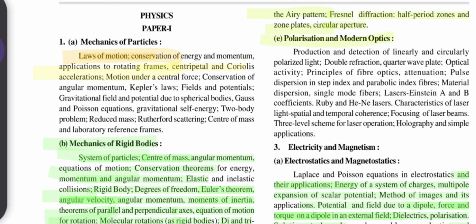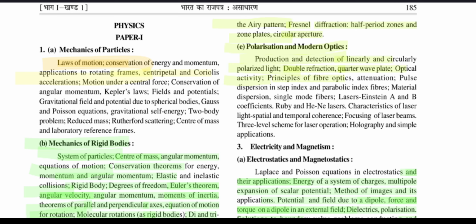E. Polarization and modern optics: production and detection of linearly and circularly polarized light, double refraction, quarter wave plates, optical activity, principle of fiber optics, attenuation, pulse dispersion in step index and parabolic index fibers, material dispersion, single mode fiber, laser, Einstein A and B coefficients, ruby and helium-neon laser, characteristics of laser light, speckle and temporal coherence, focusing of laser beams, three-level schemes of laser operation, holography and simple applications.